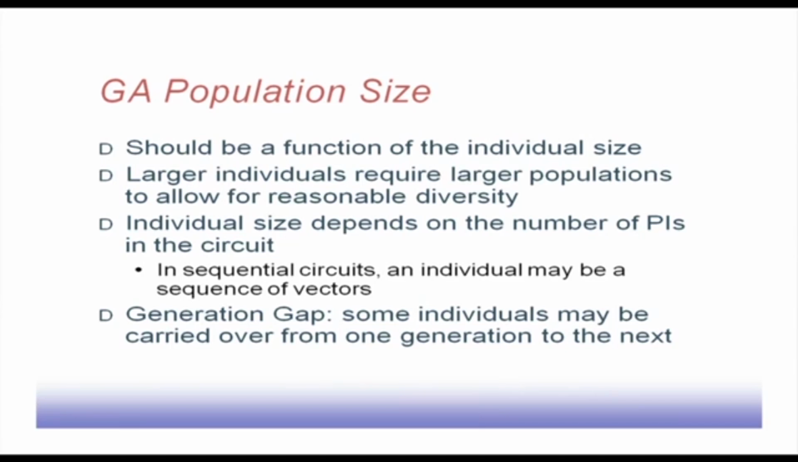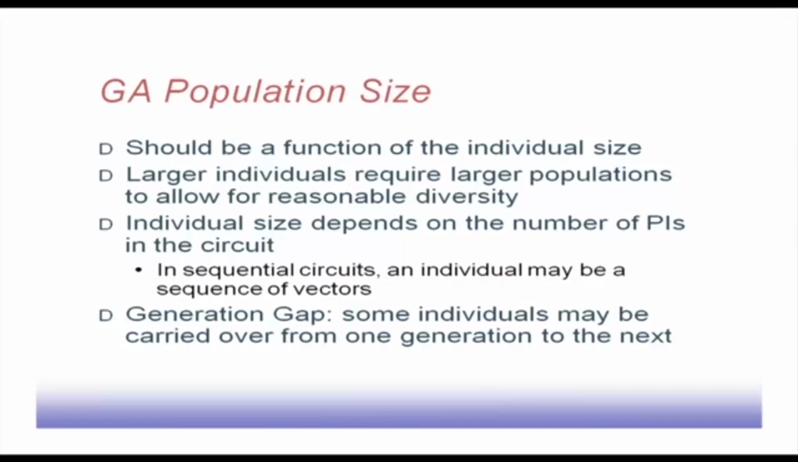Now, how do we choose a population size? What should the population size be? It should be a function of the individual size. It depends on whatever the individual size is, because the individual size will tell us the total search space size, and out of that search space we should put a part of it into the population. So, larger individuals will require a larger population to allow reasonable diversity.